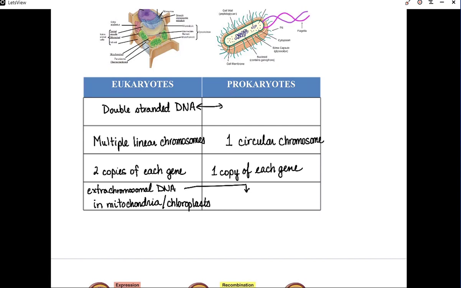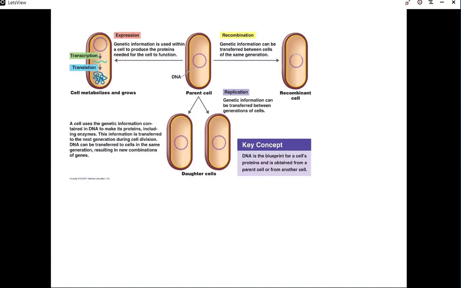Whereas prokaryotes have their extra-chromosomal DNA as plasmids. Now we can take a look at what we do with DNA. So if I have a prokaryotic cell, and there's the DNA, one thing that I can do is I can replicate that DNA.